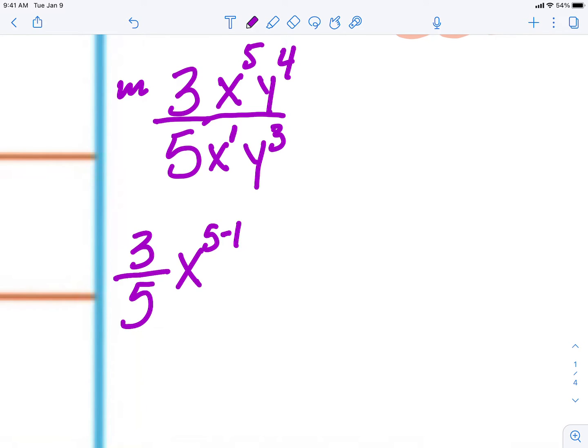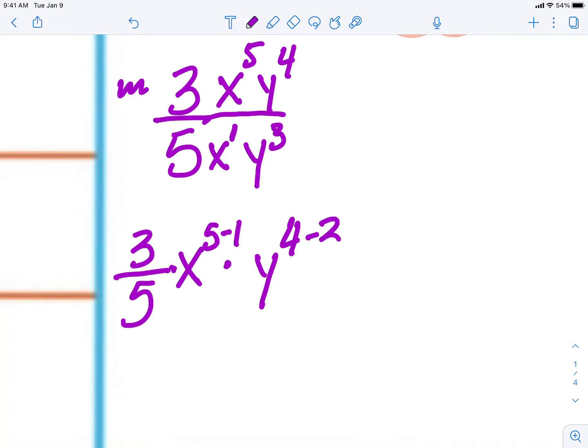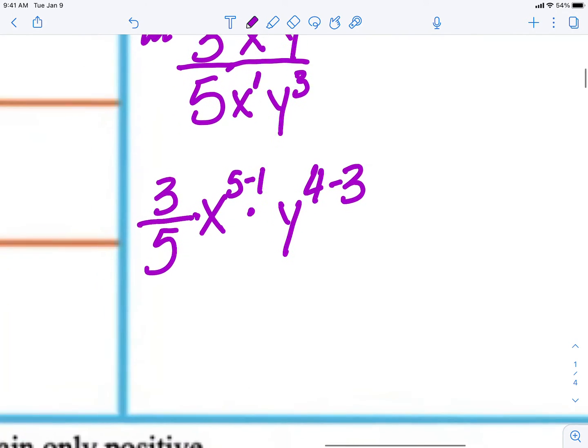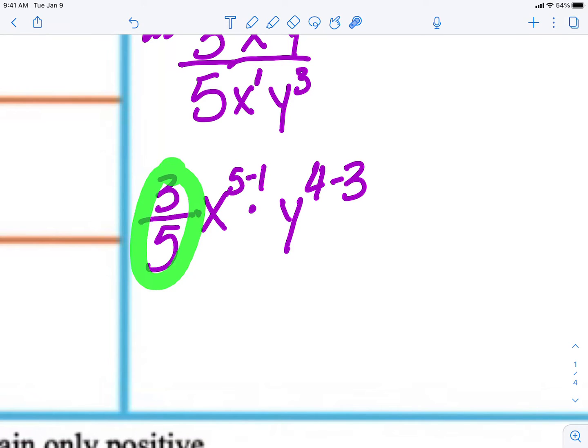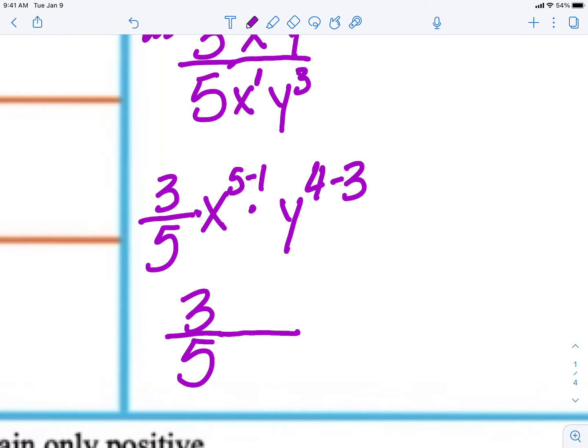We also have y, times here. What are my exponents for y? Look at y and y: we have 4 and 3, so we subtract 4 minus 3. For 3 over 5, I can't divide 3 over 5, so that just stays 3 over 5. I'm going to draw my line here.